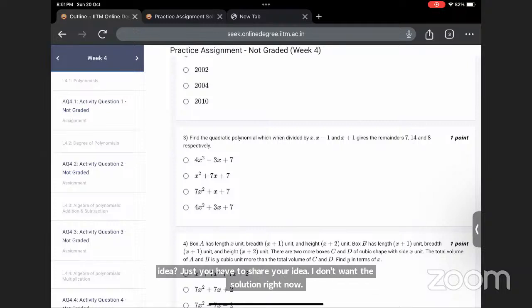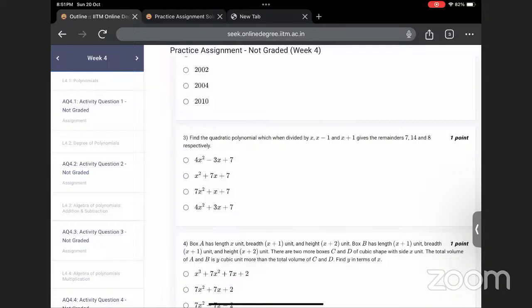Maybe we have to do different methods. The first method, maybe we can do the product of x and x minus 1 and x plus 1. Then we can divide the below given polynomials, or we can. So here remainders also are coming, right?